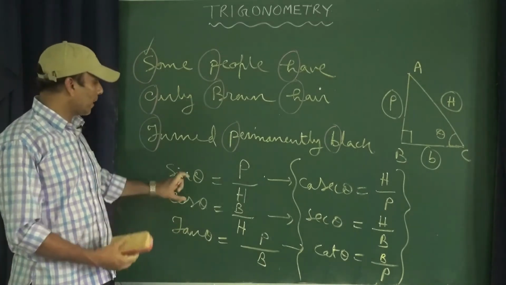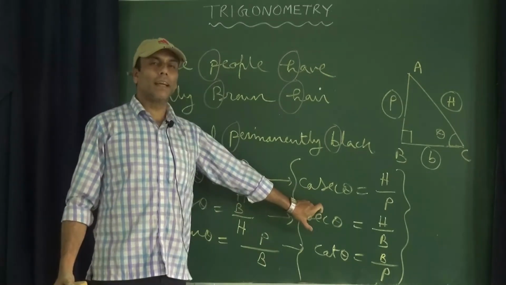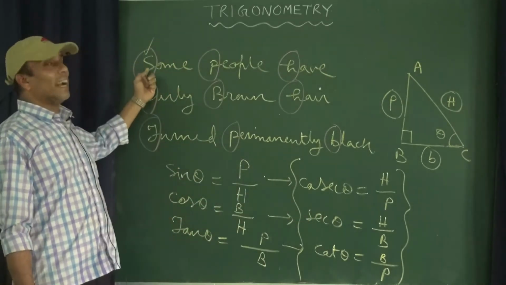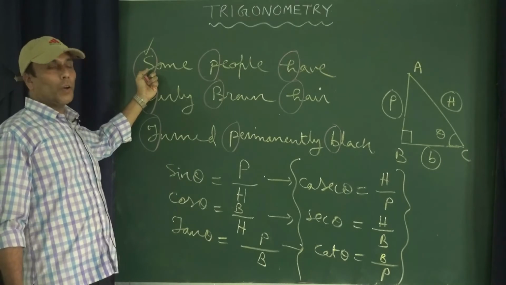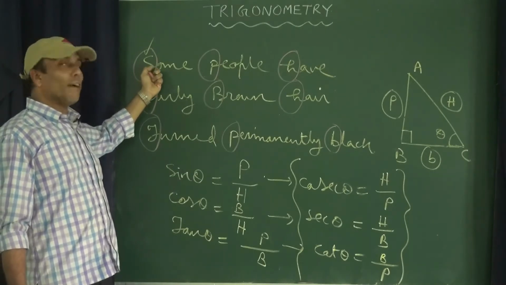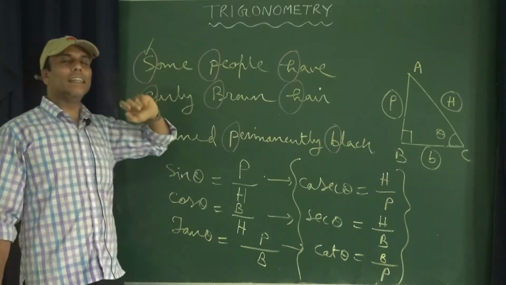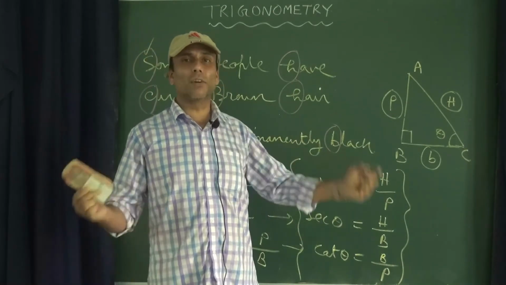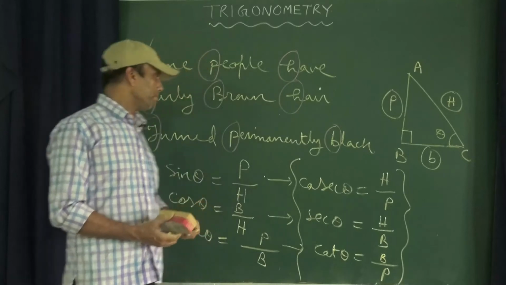So if we remember these three, the remaining three we can make ourselves. And to remember these three, we can remember this sentence. On remembering this sentence, you will never get any confusion about whether sin theta will be equal to perpendicular by hypotenuse or base by hypotenuse. That confusion you will never get.